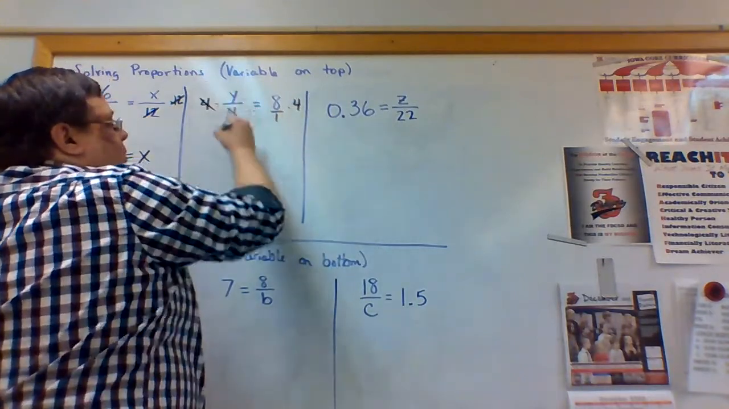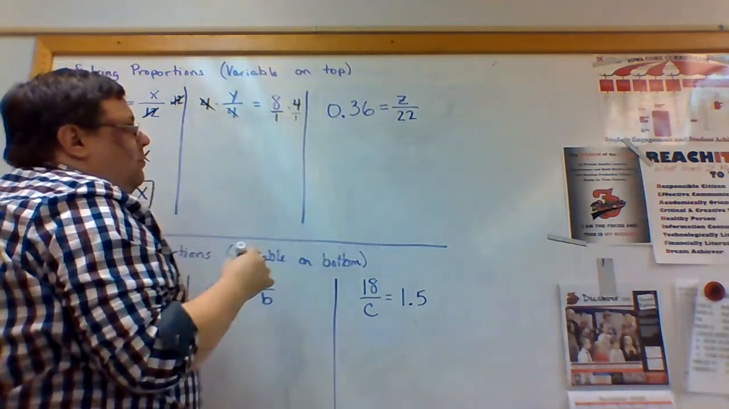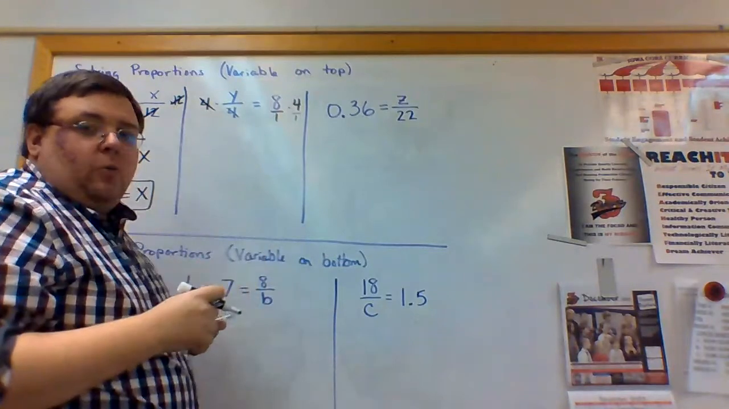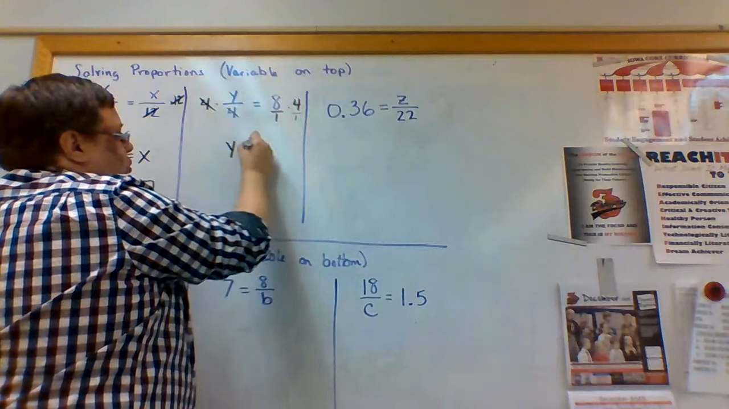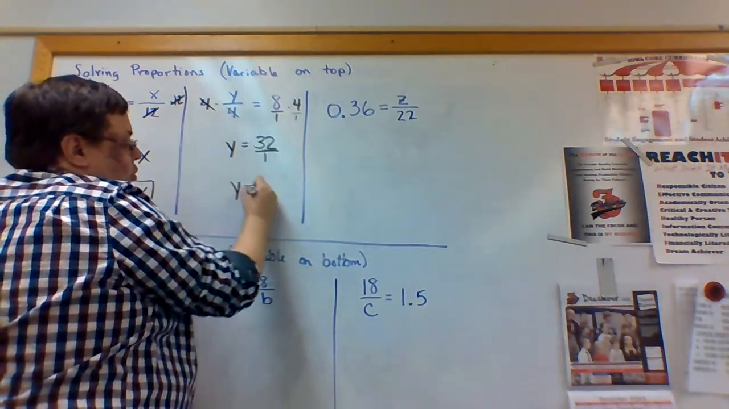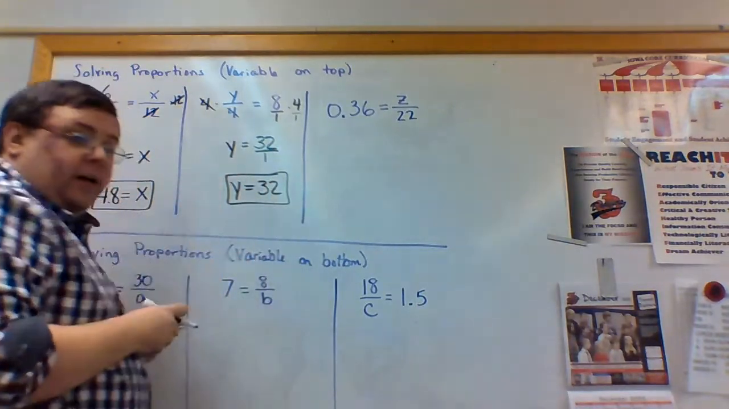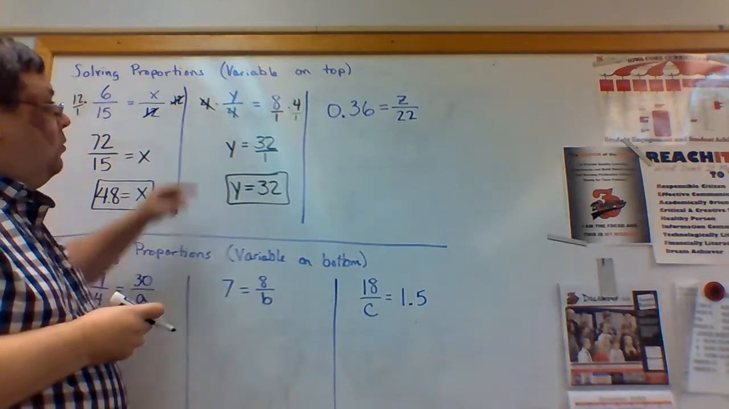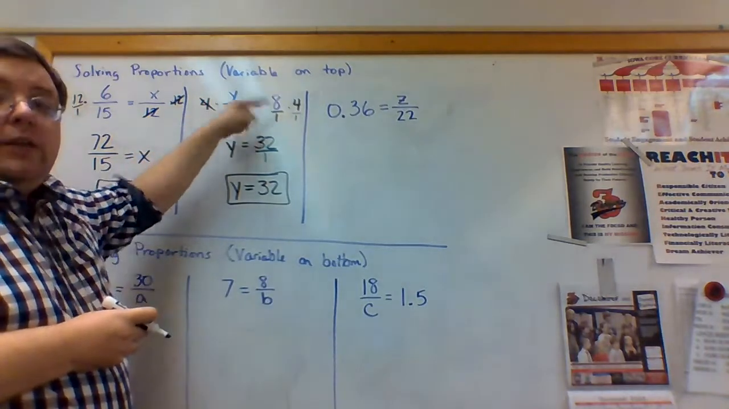So the 4's on this side will cancel out. Again, if you want to, you could put that over 1. But on this problem, there's really no point in putting those divide by 1s. We're just multiplying two whole numbers there. 8 times 4 is 32. If you want to put it over 1, you can, but 32 divided by 1 is still just going to be 32. So y equals 32 is the solution to that proportion. If you want to check it out, 32 divided by 4, that would just equal 8, so it does check.